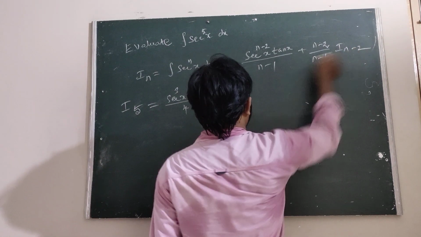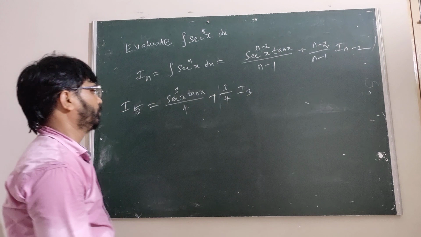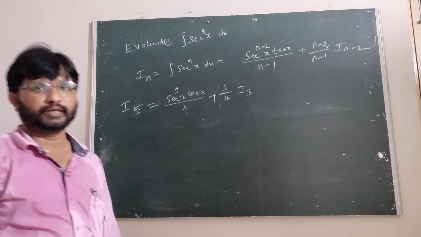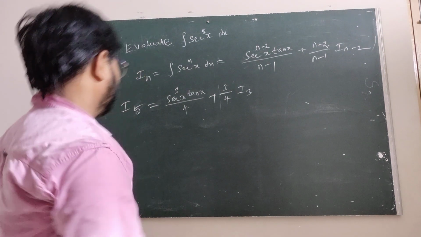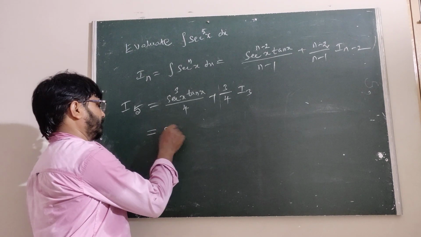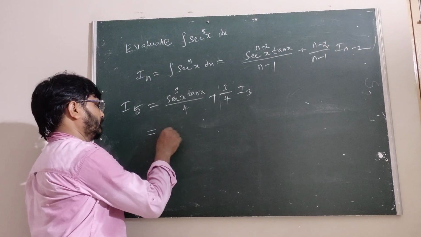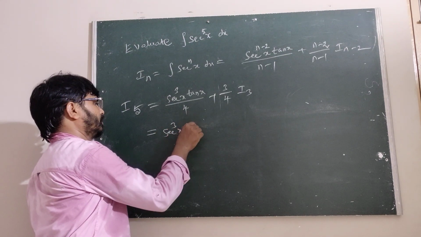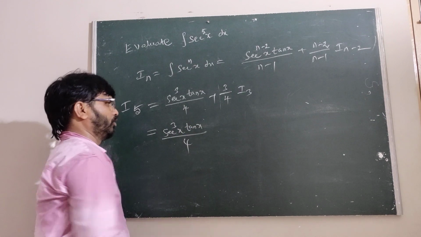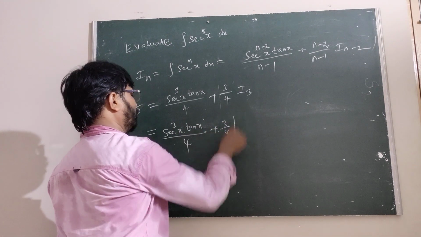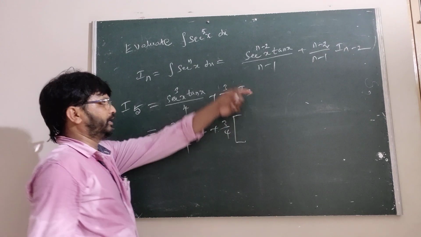5 minus 2 is 3. Now we are looking to find the value of I3. I3 is secant cube x tan x by 4 plus 3 by 4 into I3. Now we are taking n equal to 3.